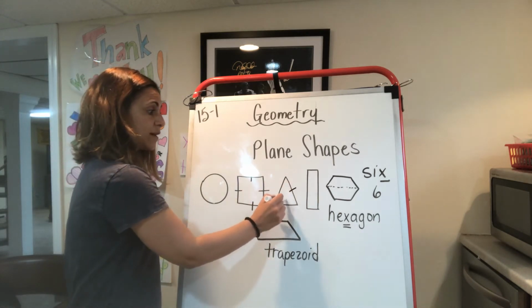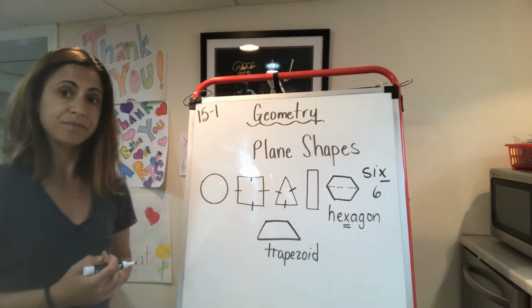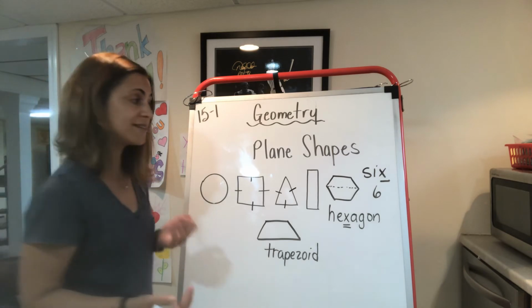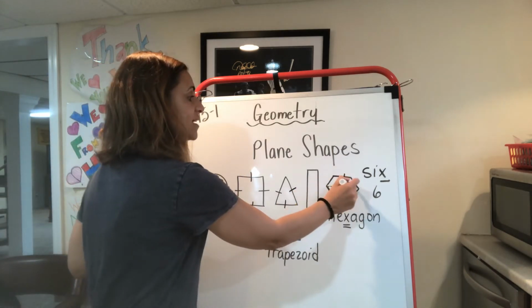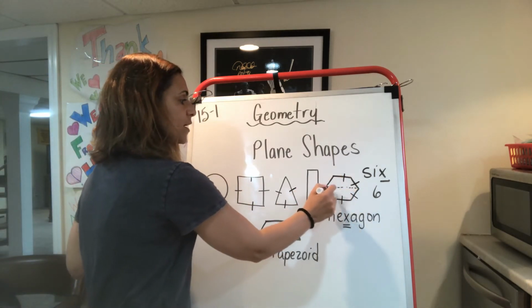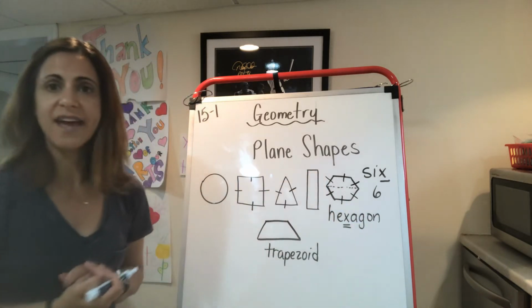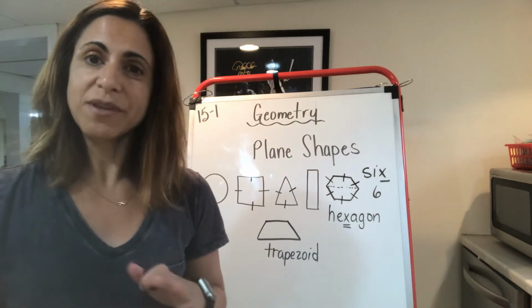Triangle only has 1, 2, 3 sides. And a hexagon, you'll never forget this now because you know that X has 6 sides. 1, 2, 3, 4, 5, 6. 6 sides. Okay? So what I'm going to do is I'm going to erase my board.